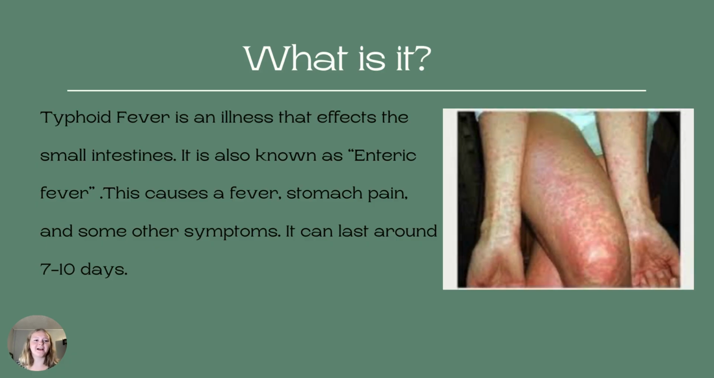So typhoid fever is an illness that affects the small intestines. It is also known as enteric fever, which enteric means intestines. This causes fever, stomach pain, and other symptoms that can last around 7 to 10 days. And it has this very noticeable macular rash, which is flat and red in bumps. Usually they don't become papular, but that is what the rash looks like.